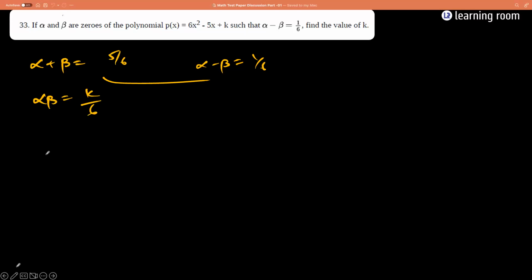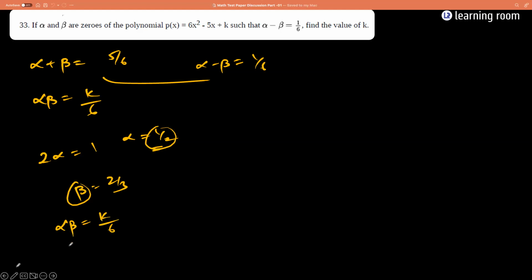So 2 alpha will be equal to 5 by 6 plus 1 by 6, which is 6 by 6, which is 1. Alpha is half. What about beta? 2 beta is equal to 5 minus 1 by 6, that is 4 by 6, which is 2 by 3. So alpha beta is equal to k by 6. Alpha into beta is half into 2 by 3, which is equal to k by 6. What will be the answer? K equal to 1.